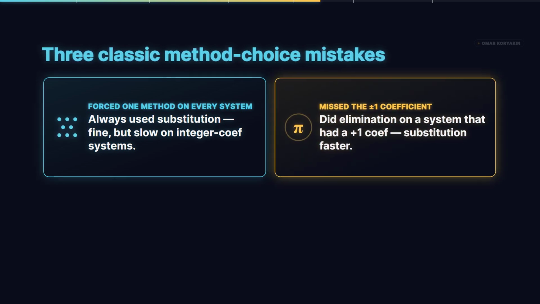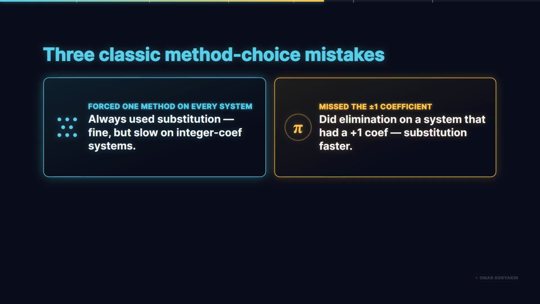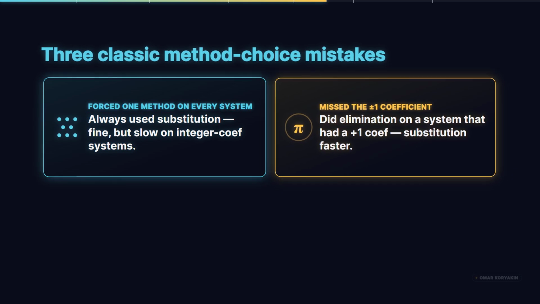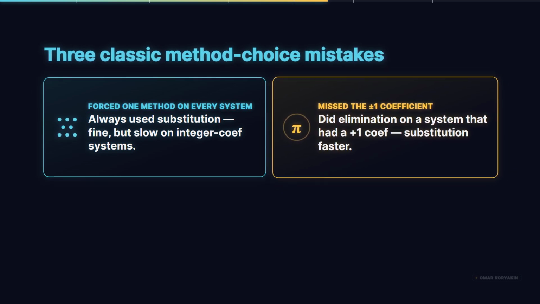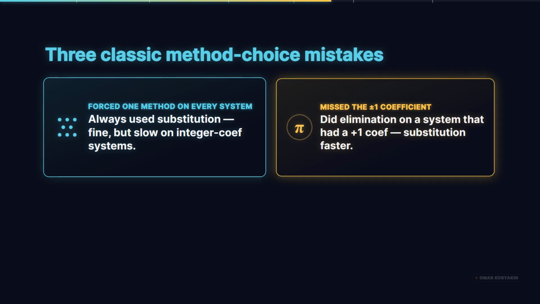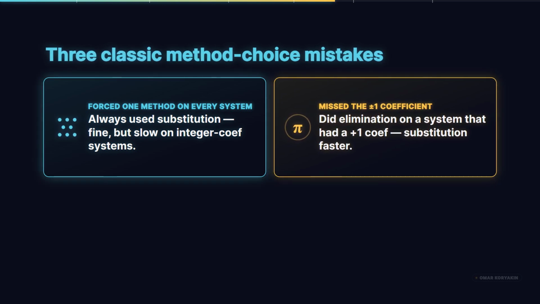Second mistake: missing a plus or minus 1 coefficient that signals substitution. A student looks at 3x plus y equals 5, sees the second equation as 4x minus 7y equals 2, and plunges into elimination because both equations have integer coefficients. The y in the first equation has coefficient plus 1, which makes substitution very clean. Solve y equals 5 minus 3x and substitute. The fix is to scan both equations for plus or minus 1 coefficients before any other analysis. Finding one usually means substitution is faster.